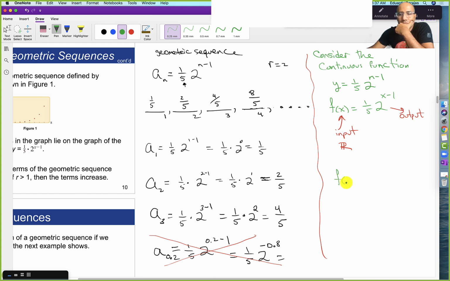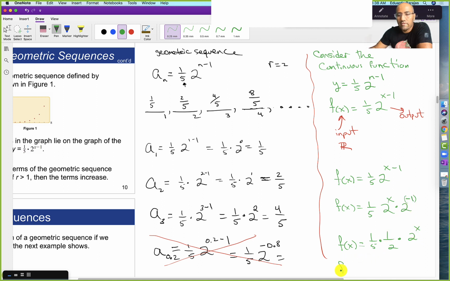This is f of x equals 1/5 2 to the x minus 1. So then this thing can be rewritten as f of x equals 1/5 2 to the power of x times 2 to the power of -1, right? Because when we have two exponential numbers with the same base, we add the exponents. So if we added the exponents, we would have this. You can rethink of x minus 1 as x plus -1. Good. Okay, well then this can be rewritten as f of x equals 1/5 times 1/2 times 2 to the x power, just rewriting the 2 to the -1 power as 1/2. So the whole thing is f of x equals 1/10 times 2 to the x power. Good. Well, then that's just an exponential function with base 2 and some constant 1/10 in front of it.